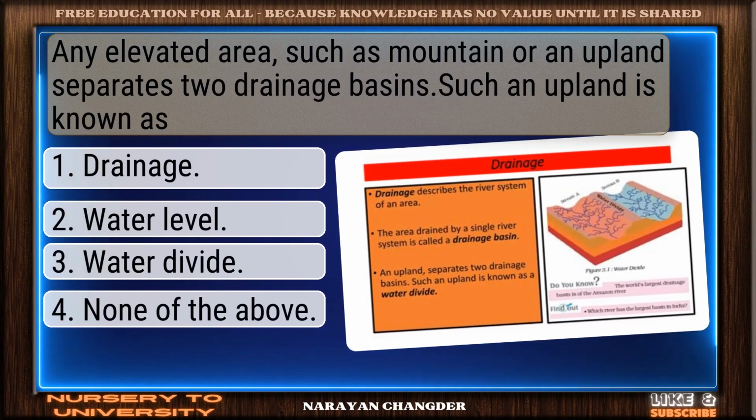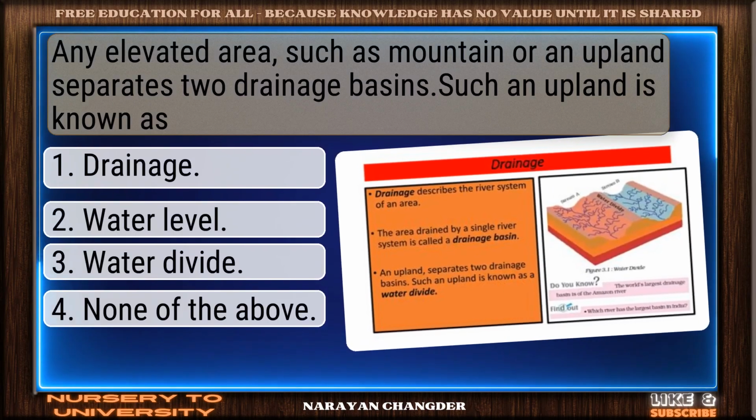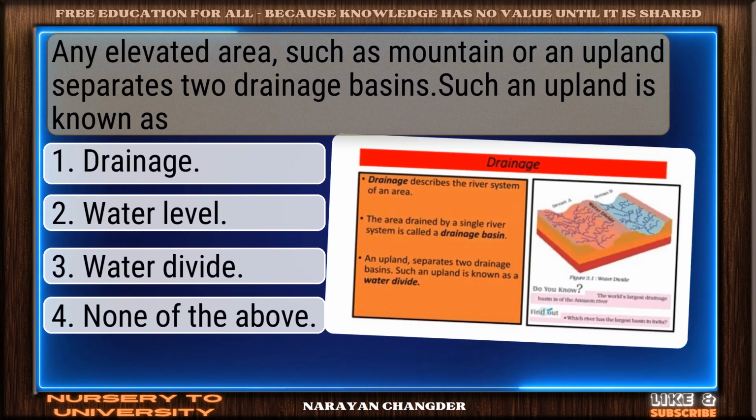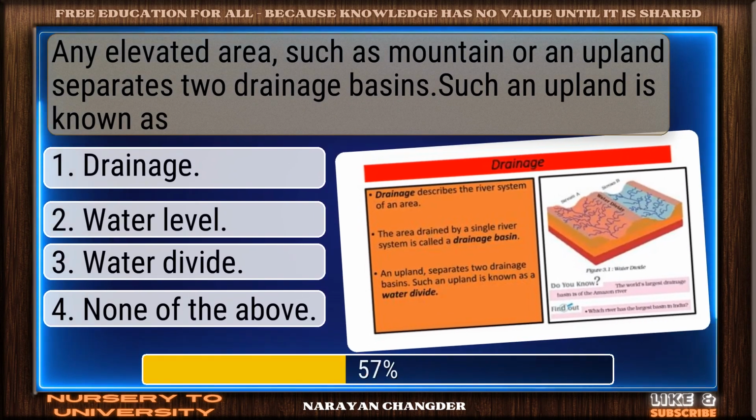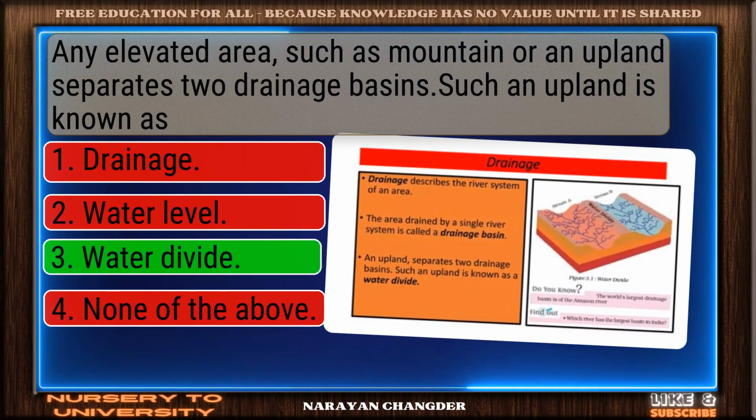Question number 30. Any elevated area, such as a mountain or an upland, separates two drainage basins. Such an upland is known as dash. Perfect. Water divide is the correct choice.